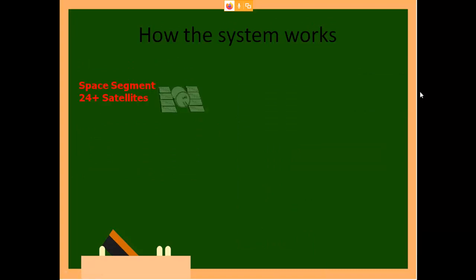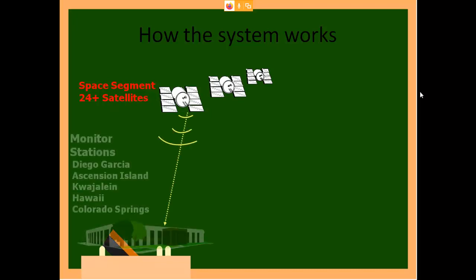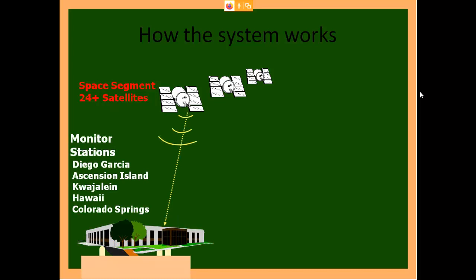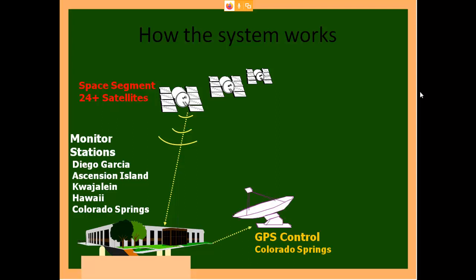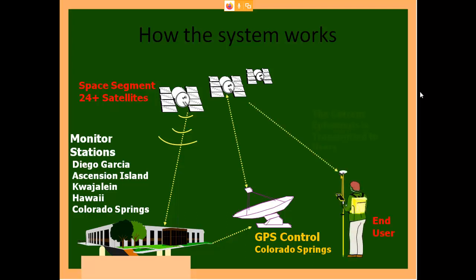How the system works is, you have a space segment of satellites, 24 satellites. These satellites will send a signal to the monitor station. So the monitor station will monitor it, and you can send the signal back to the satellite with the help of GPS control. Okay, so finally an end person, if he is there, he can only receive the signal. See, he cannot send anything back. So sending back is not possible.